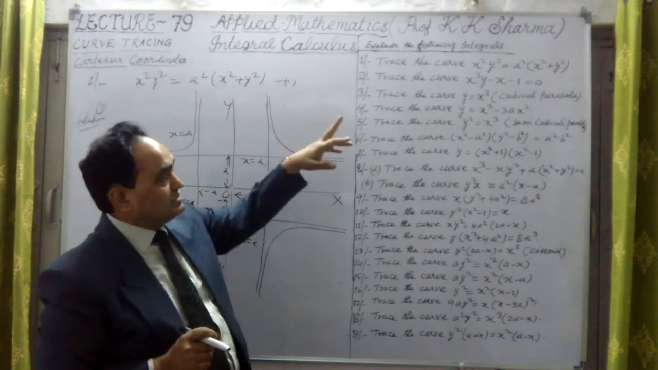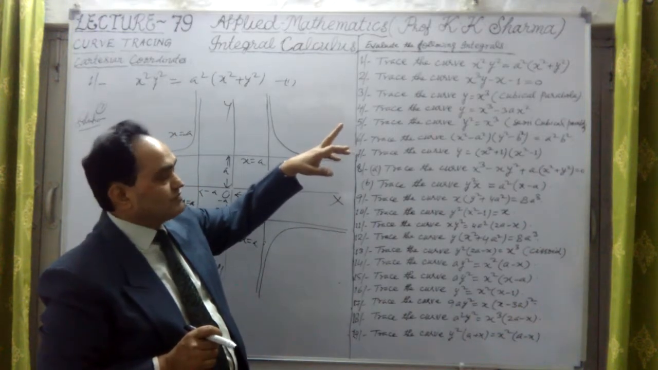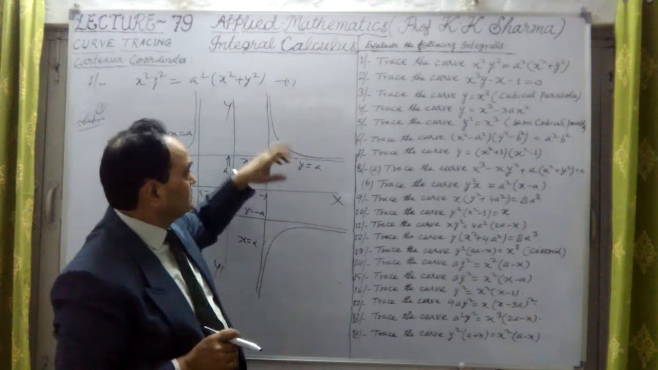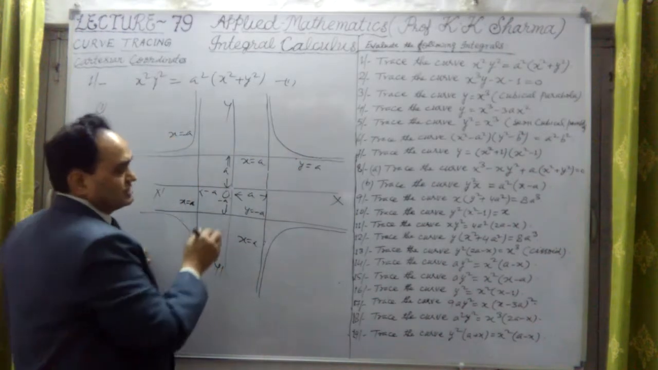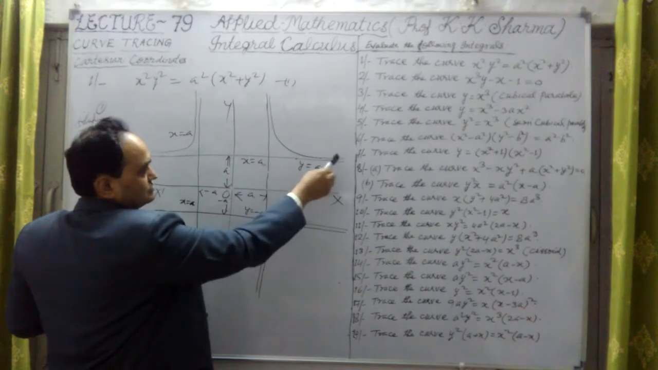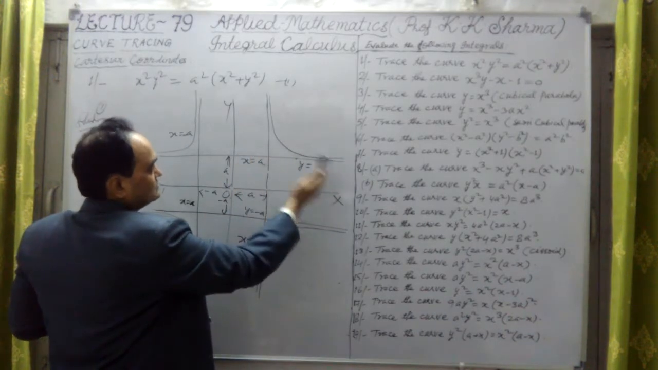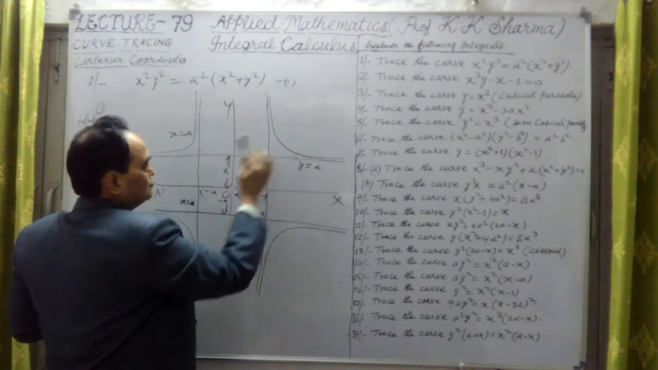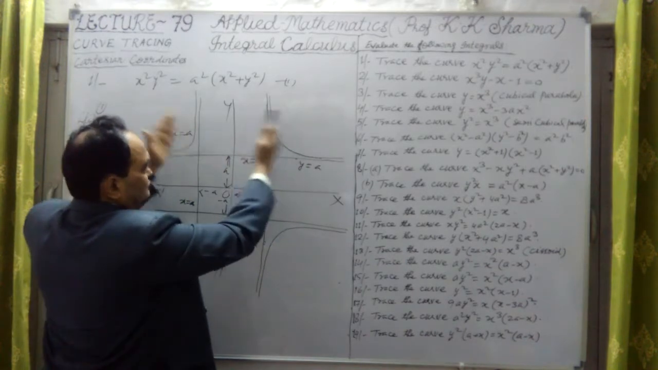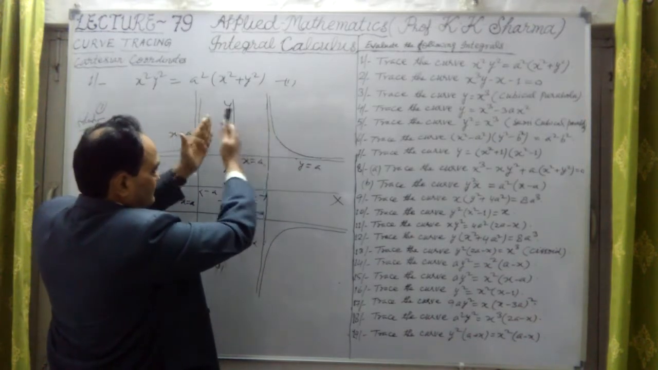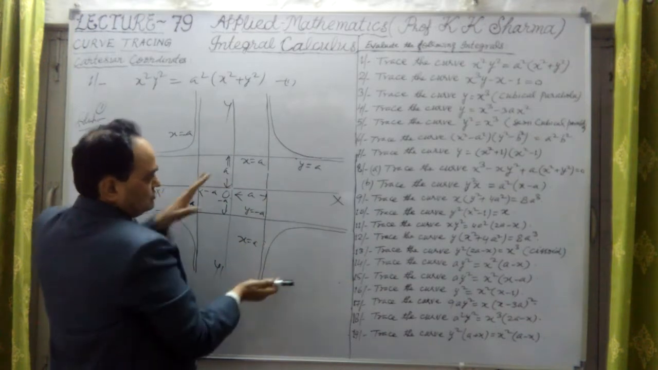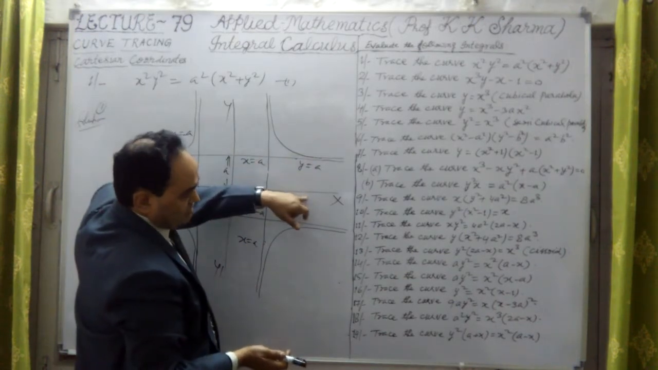Because the powers of both x and y variables are even, this curve is symmetric to both axes. This is symmetric to the axis of x and the axis of y, it is symmetric to both. In the same figure, it is symmetric to the x-axis, and also symmetric to the y-axis.